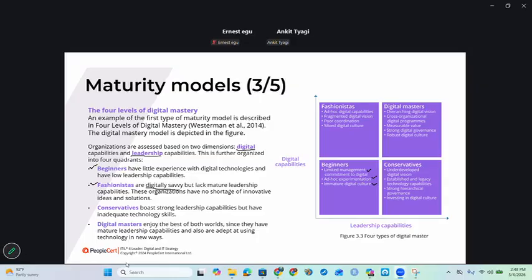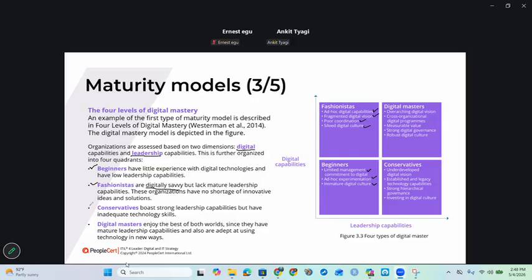What kind of characteristics do we see in fashionistas? There are ad hoc digital capabilities, fragmented digital vision because of low leadership capabilities, poor coordination, and siloed digital culture. When we see these kind of characteristics in an organization, we can consider them as fashionistas or categorize them as fashionistas.